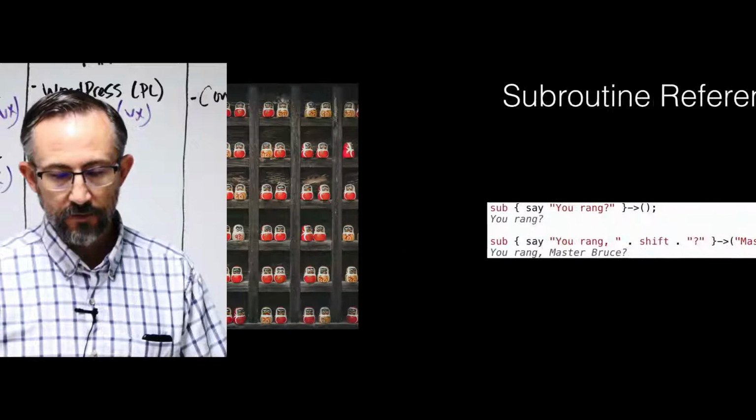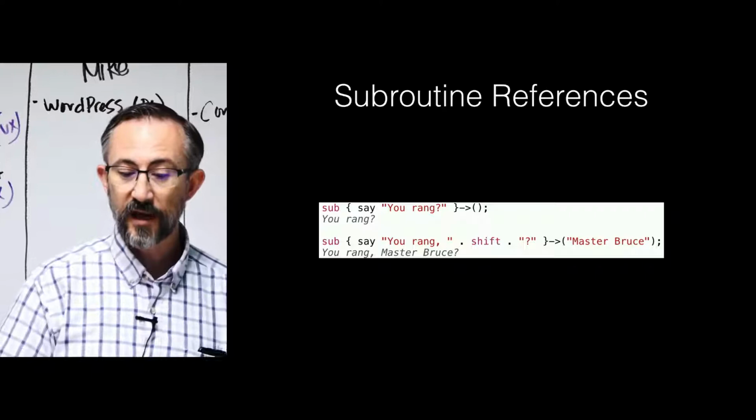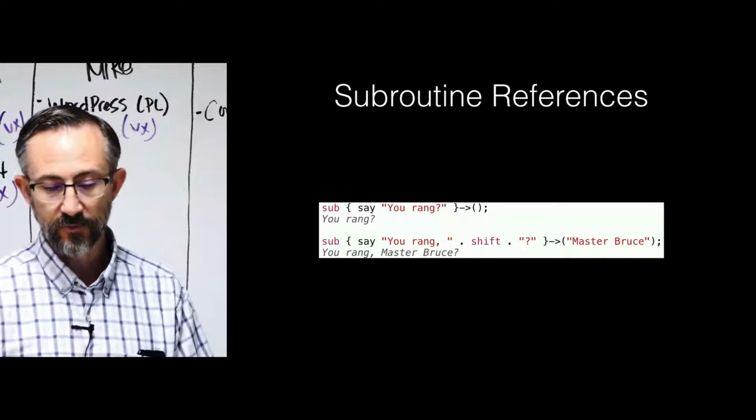So like most modern languages, Perl is a multi-paradigmatic language. It means it has more than one paradigm. It was designed as a procedural programming language, but it supports object orientation, and it supports functional style programming as well.